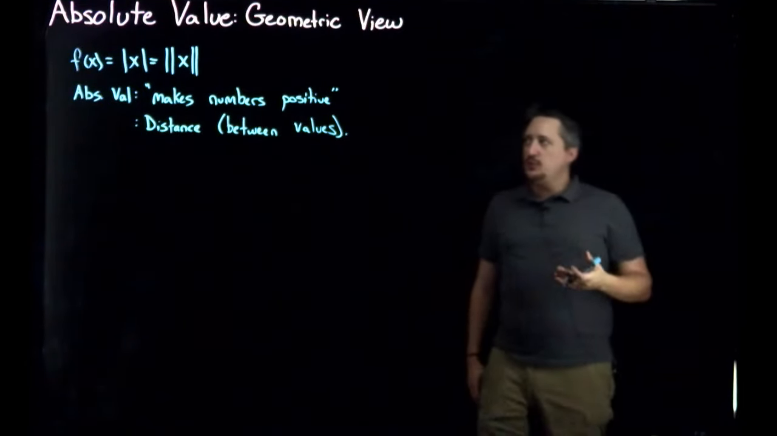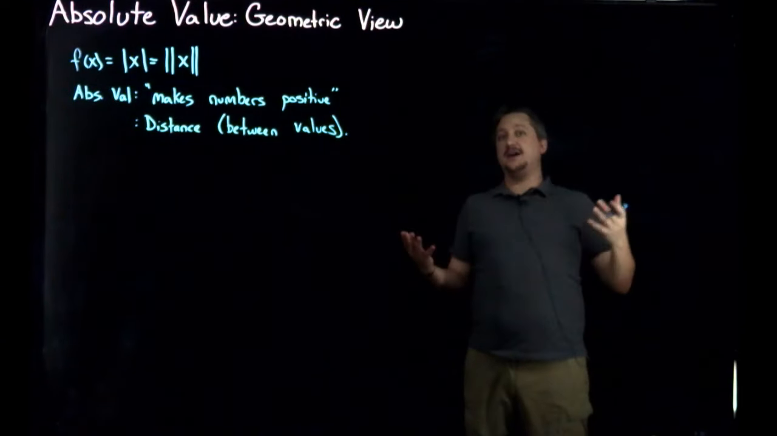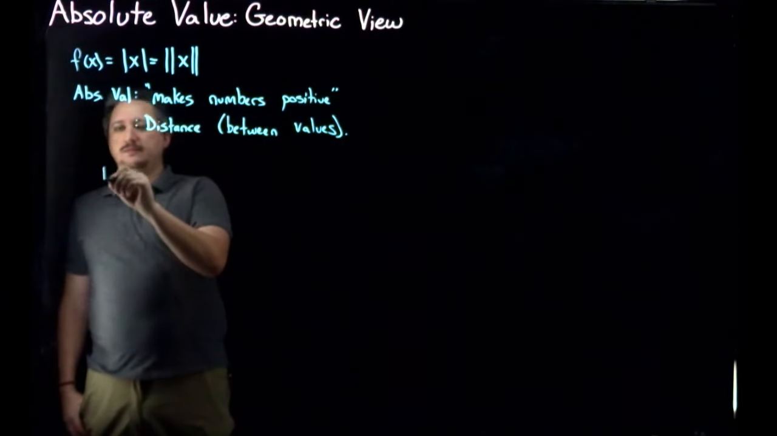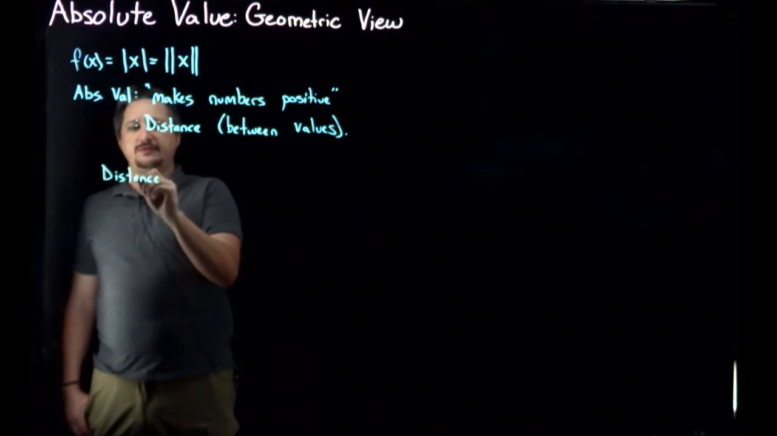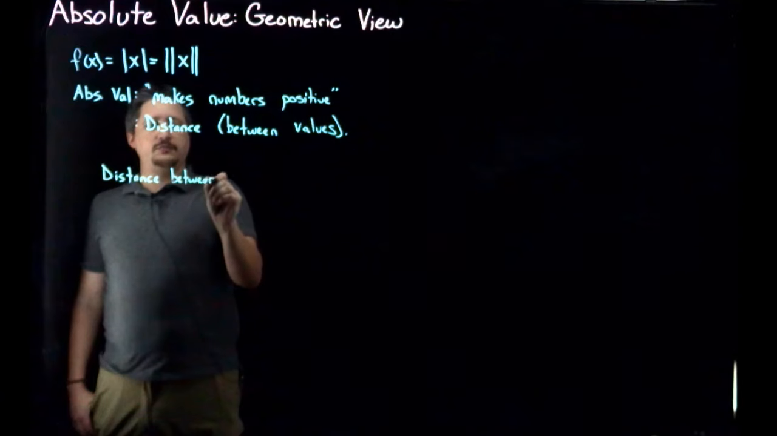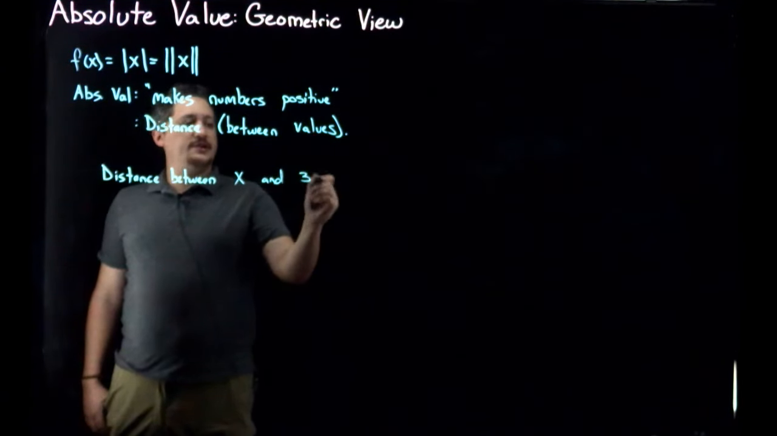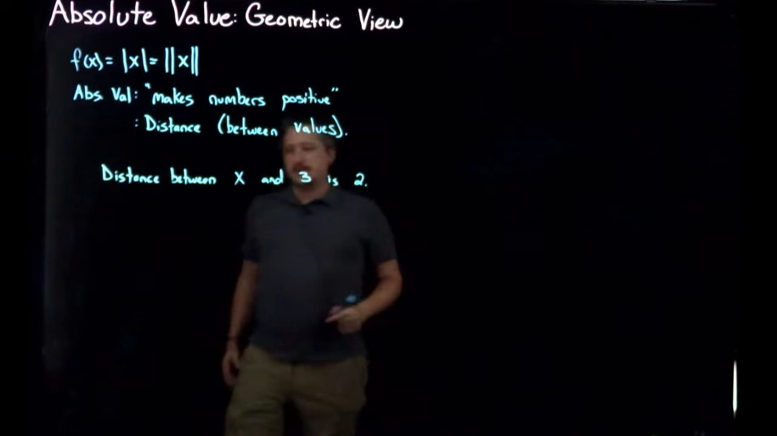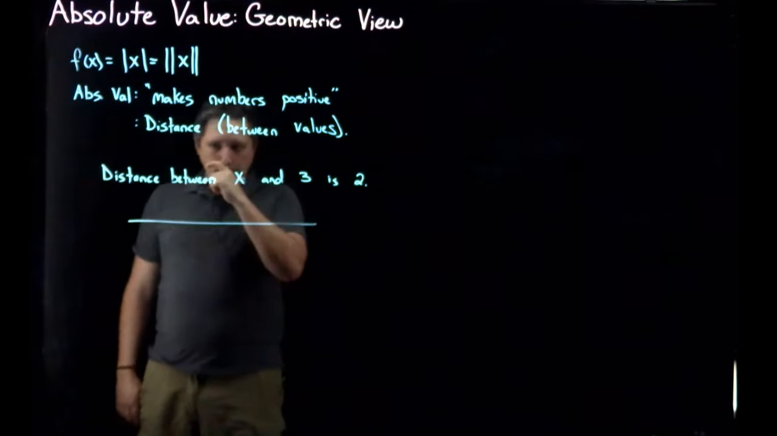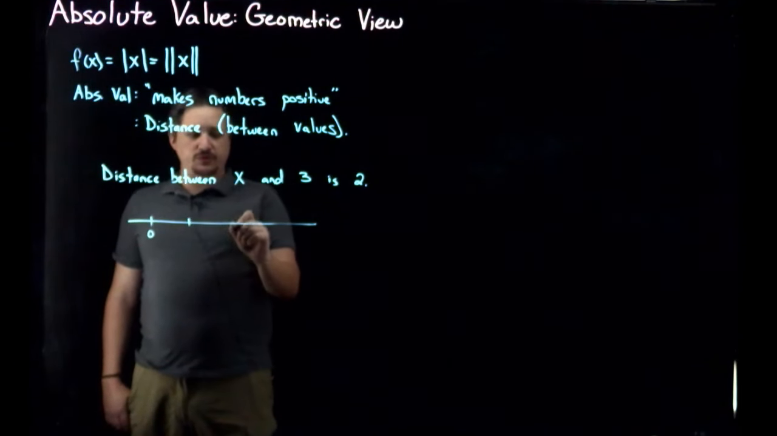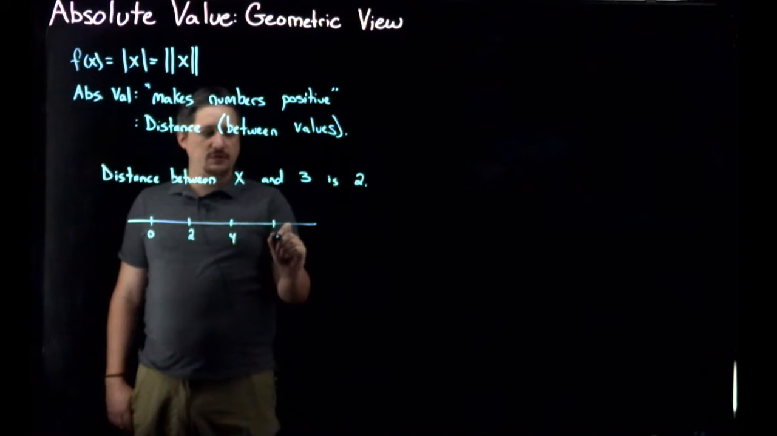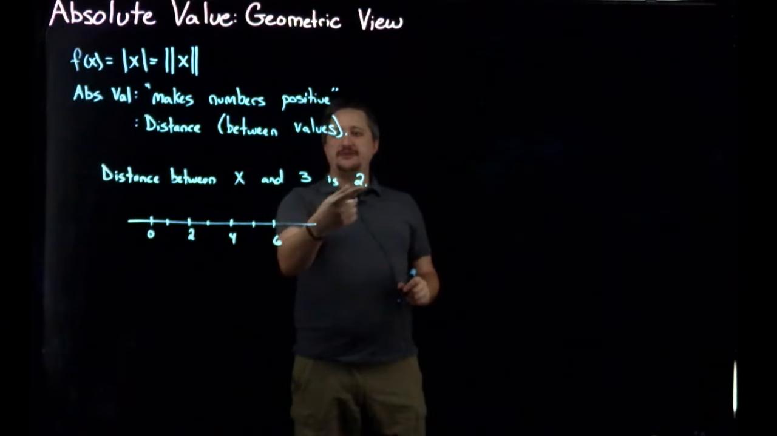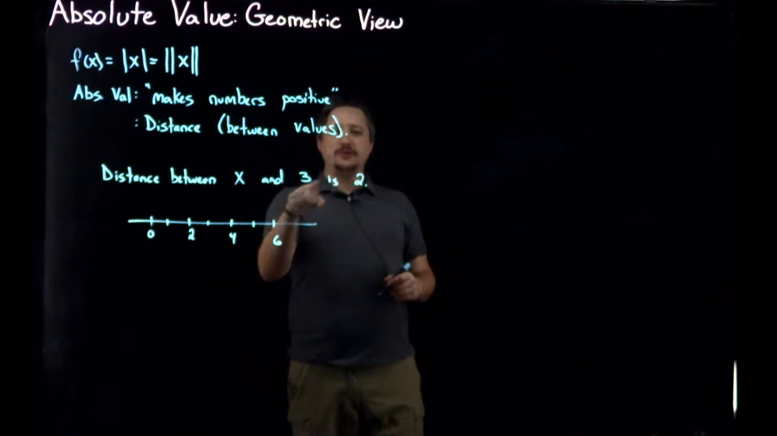So in particular, let me do a concrete example here. Let me make a nicer version than what I just said. So the distance between x and 3 is 2. Let's look at what this means. If we think of a number line, we'd have 0 over here somewhere. So we could do 2, 4, 6. We have the distance between x and 3 is 2. So x is the thing we don't know. Its distance from 3 is 2.